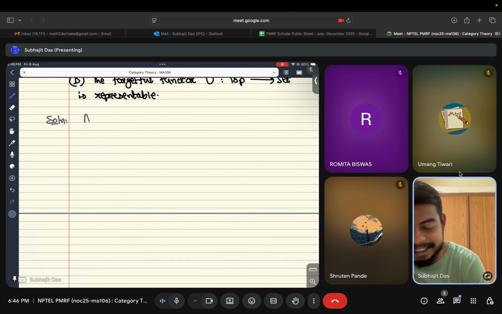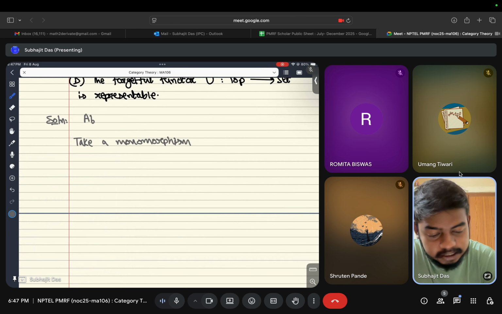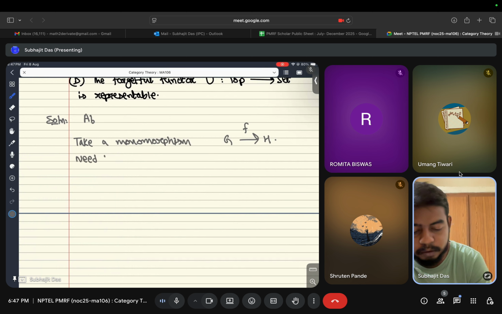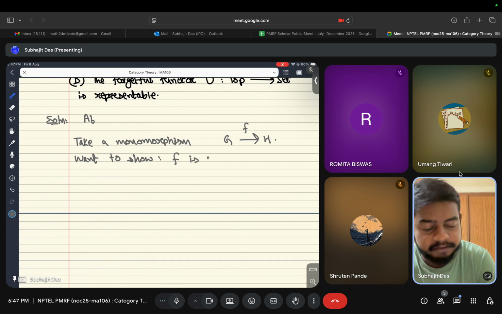So consider the category Ab. Take a monomorphism, let's say from a group G to a group H. We need to show that this map f is injective. How do you show this? So we want to show f is injective.